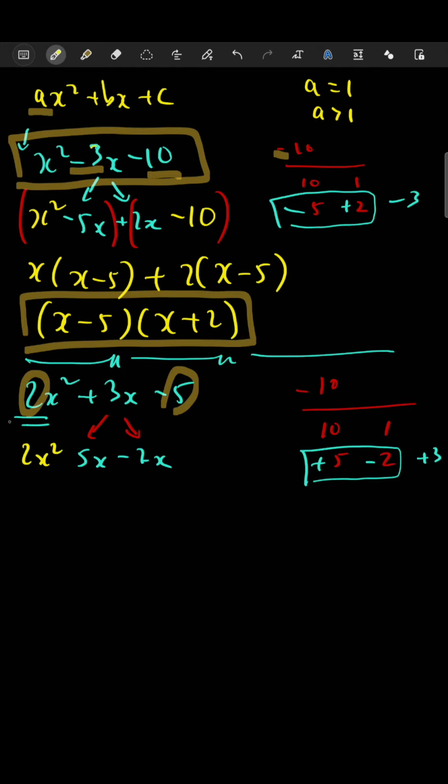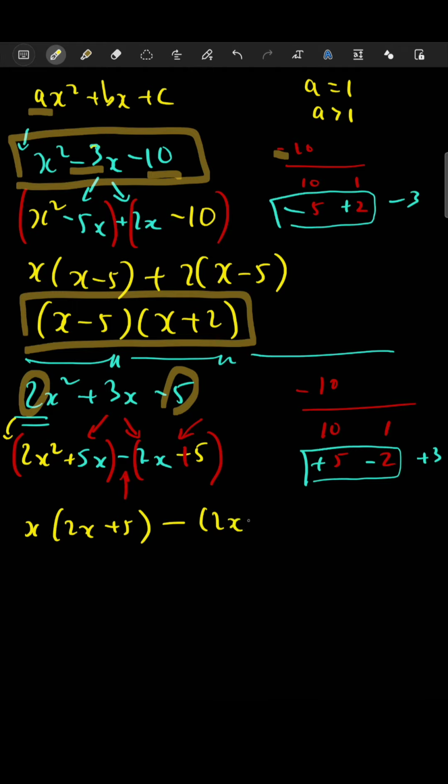Bring this down, minus 5. Then we put the brackets around the first two terms and the last two terms. Now what is interesting is that because this is negative, the sign in front of the 5 should become positive. In the first part we have x as a common term: x times 2x plus 5, minus, and we have again 2x plus 5. So the common term between the two is 2x plus 5. We have x and there is a 1 here. Don't forget the 1 here. So we can write this as x minus 1. And we're done.